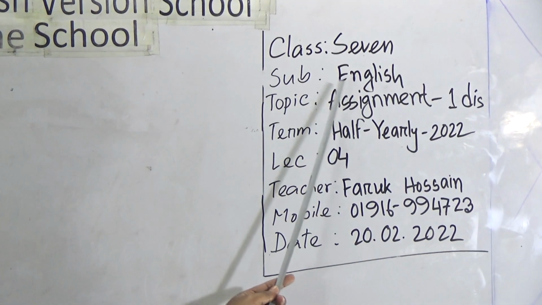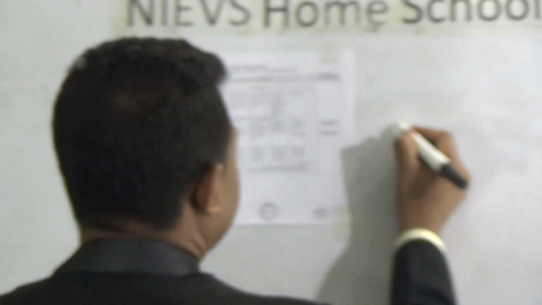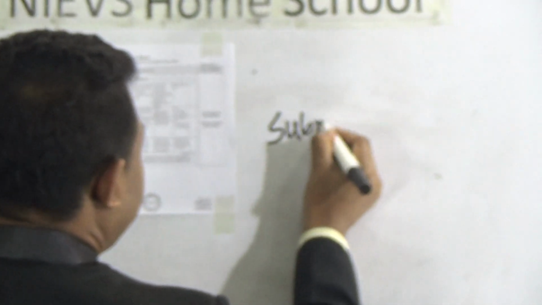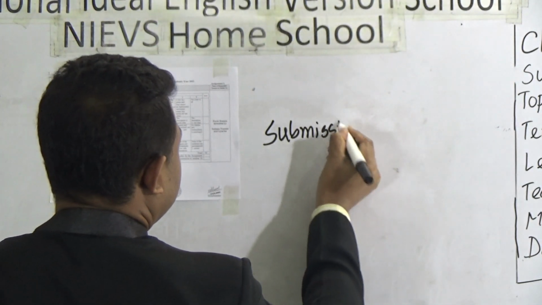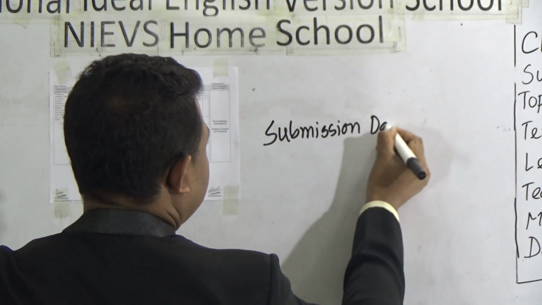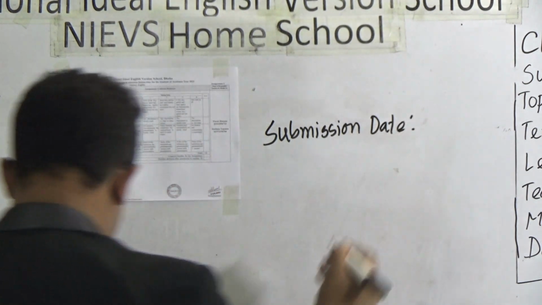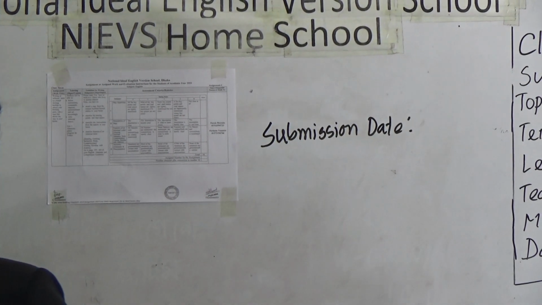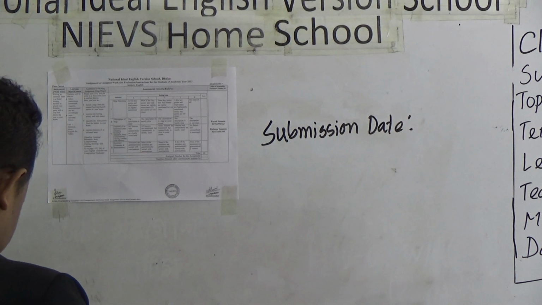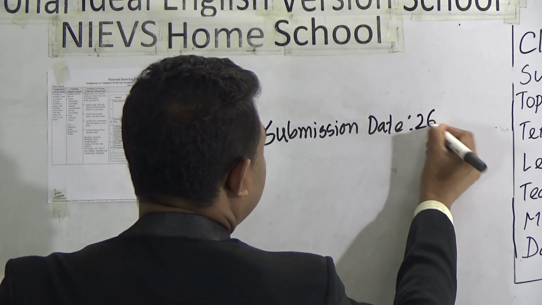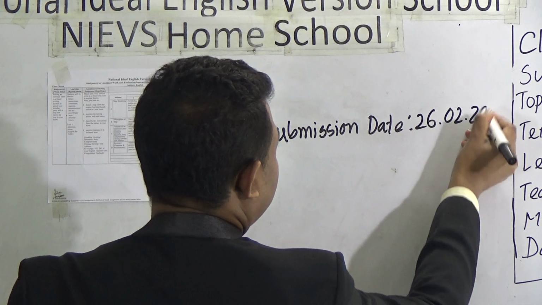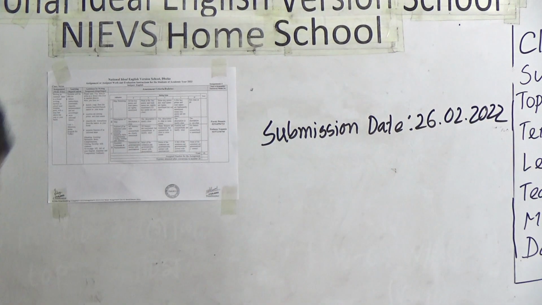2022. Okay, English first assignment. Okay, and you have to know the submission date. Your submission date would be this Saturday. That means 26/02. Okay.